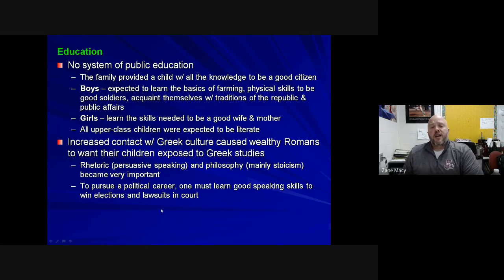In terms of the educational system in the Roman Republic, there was no system of public education like in the Golden Age in Rome. You would have private tutors. Again, the Roman system of education drew very heavily from what they had witnessed interacting with the Greeks. The family would provide a child with all the knowledge necessary to be a good Roman citizen.